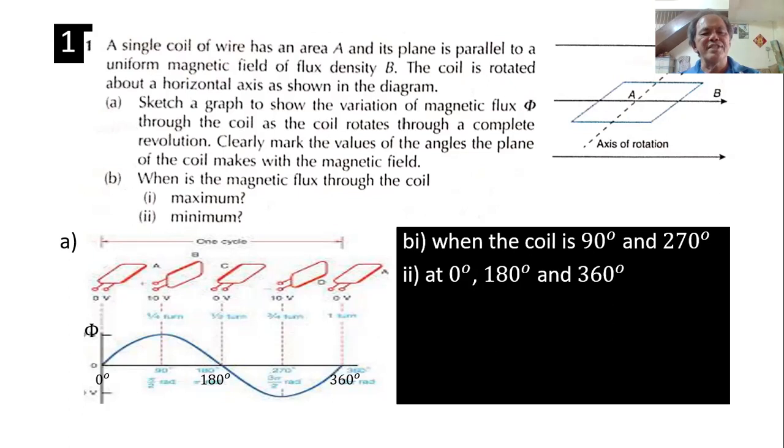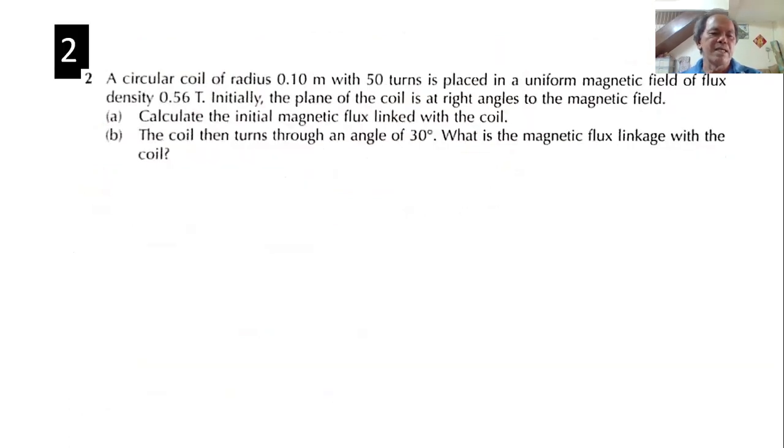Okay, let's go to the second question then. A circular coil of radius 0.1 meter with 50 turns is placed in a uniform magnetic field of flux density 0.56 Tesla. Initially, the plane of the coil is at right angle to the magnetic field. Calculate the initial magnetic flux linked with the coil. So how to calculate?